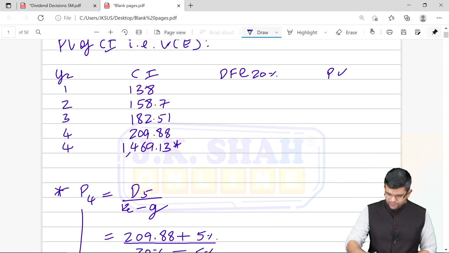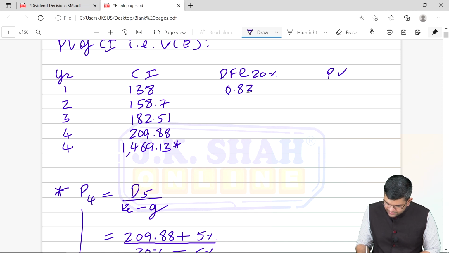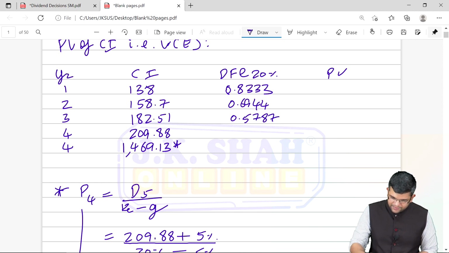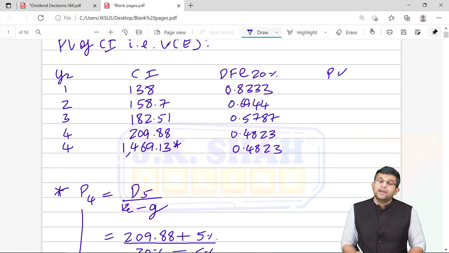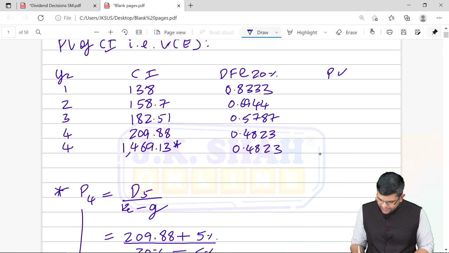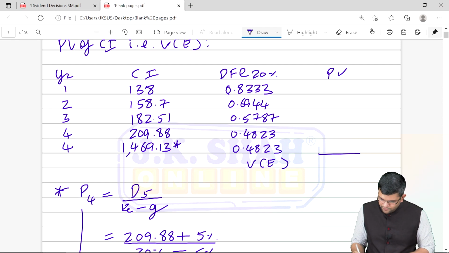Let's take 4 decimals. Okay, so 1 divided by 1.2 equal to, children, this is 0.8333. Then this is 0.6944, then this is 0.5787, and then last one, children, is 0.4823, and this also will be 0.4823, same discounting year, 4th year, right? And this will, children, give you the value of equity.